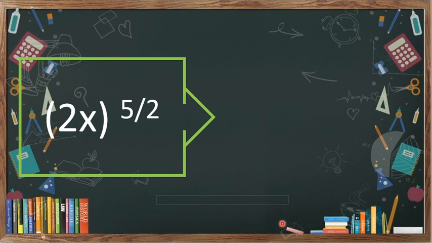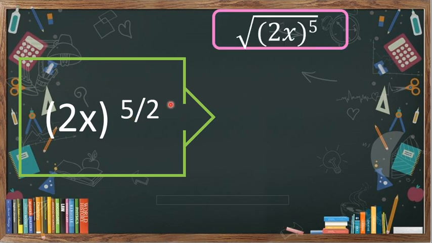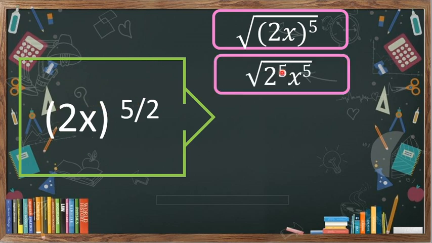Next, 2x raised to 5 halves. Now, the 2 here is the index, and 2 is imaginary. And we have 2x to the 5th power, and 5 is the exponent of 2x. We can distribute 5. So we have here 2 to the 5th power and x to the 5th power. Since the exponent in the radicand is greater than the index, 5 is greater than 2, this is not yet in final answer.